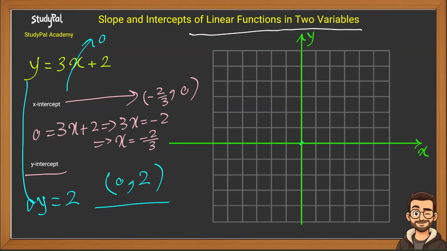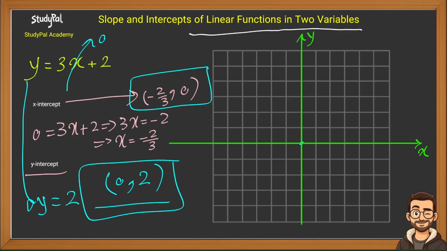Now let's locate these 2 points on our coordinate system. First, 0 for x and 2 for y. This is our point. And second, minus 2 over 3 for x and 0 for y. If this is a unit, we need to divide it into 3 parts. So 1, 2, and 3. And this is minus 2 over 3. And the y component should be 0.